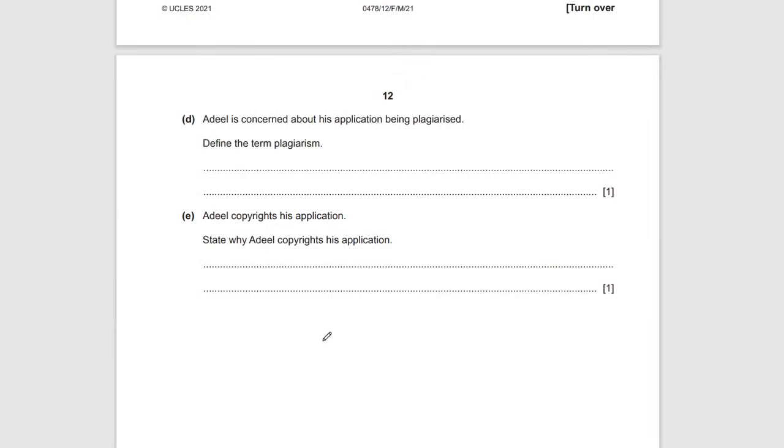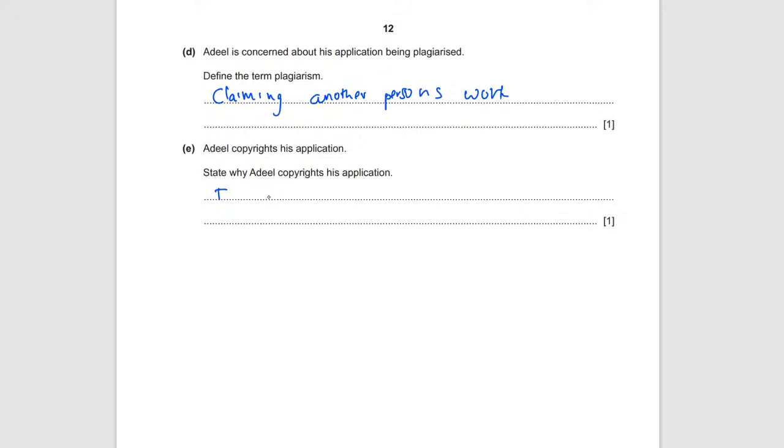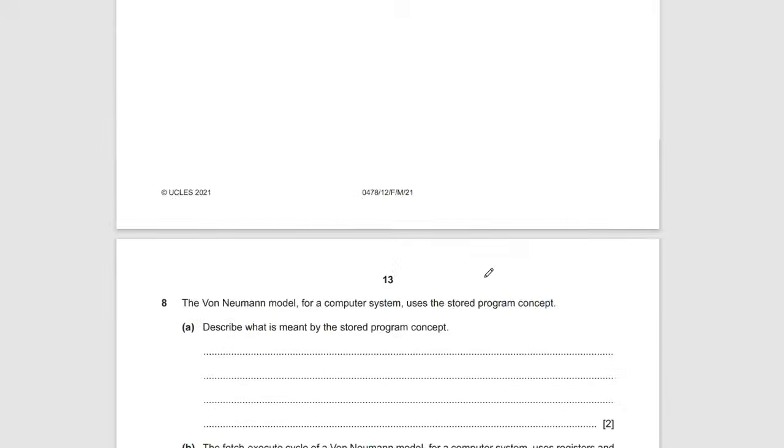The next question is on plagiarism, and it's telling us to define plagiarism. Plagiarism is basically claiming another person's work. And then copyright is basically legal ownership, meaning it's legal that you own it. That's basically what it means.